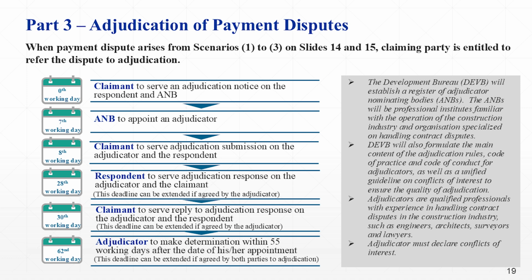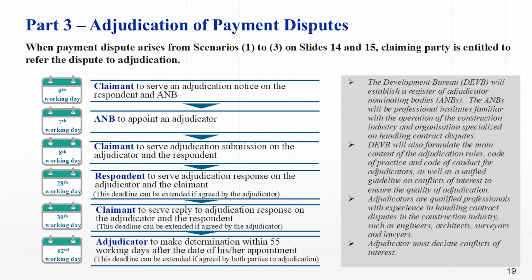Within 2 working days after the respondent has served the adjudication response, the claimant shall serve a reply to adjudication response on the adjudicator and the respondent, specifying whether there is any similar ambush information in the adjudication response. The adjudicator may extend the 2 working days time limit for serving the reply to adjudication response. The adjudicator shall make a determination within 55 working days after the date of his or her appointment, including the amount payable by the upstream paying party, including interest, the payment deadline, the adjudication costs payable by both parties, etc. If the payment dispute involves an extension of time, the adjudicator shall also determine the number of days of extension of time for completion of the contract.